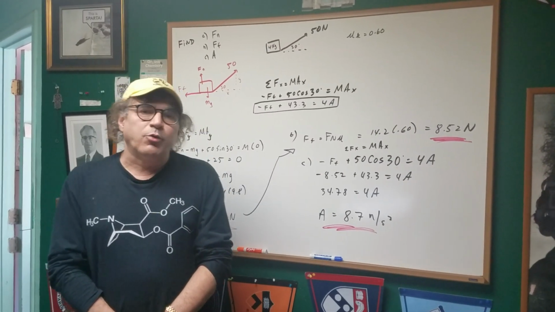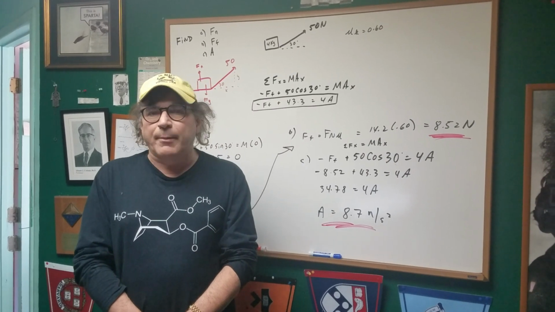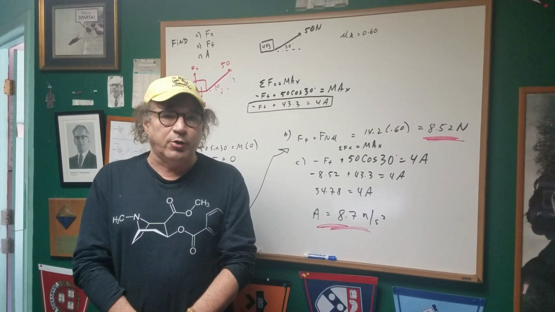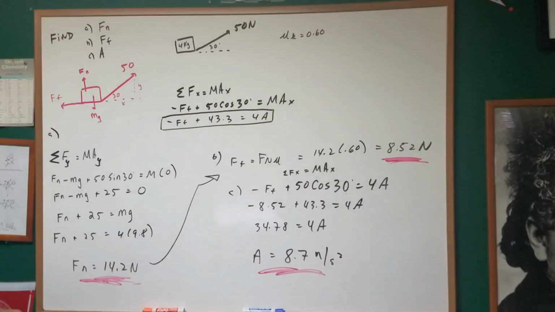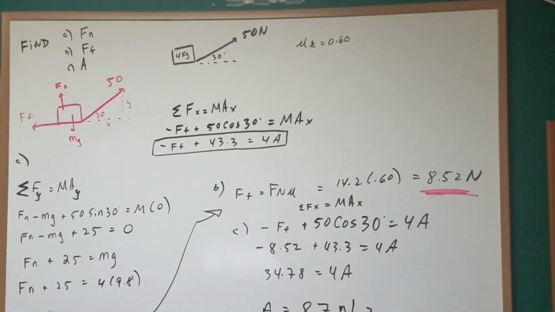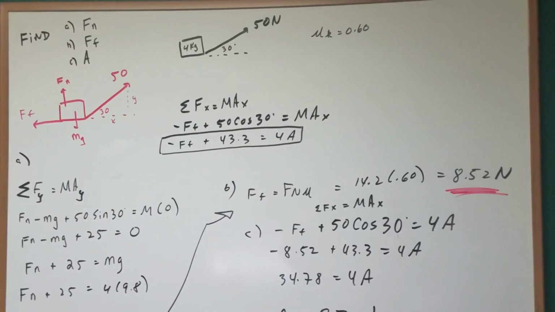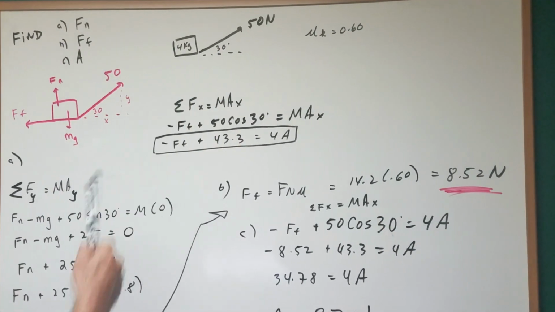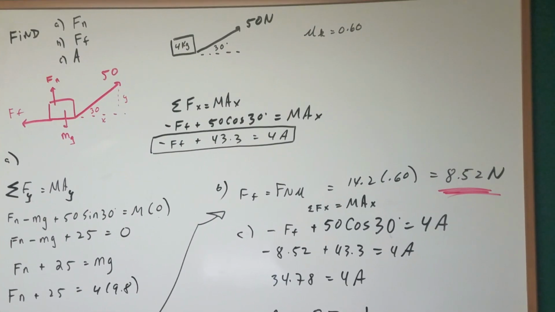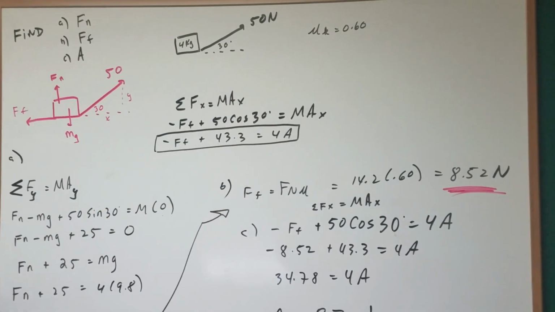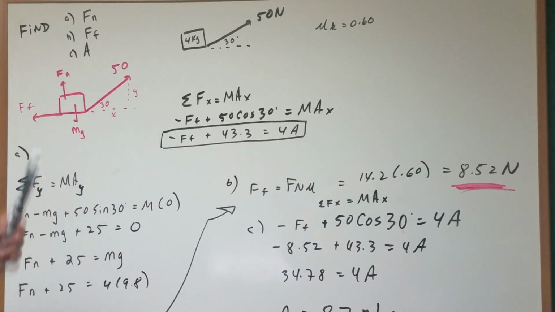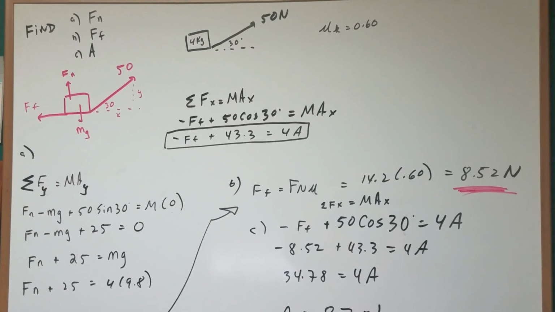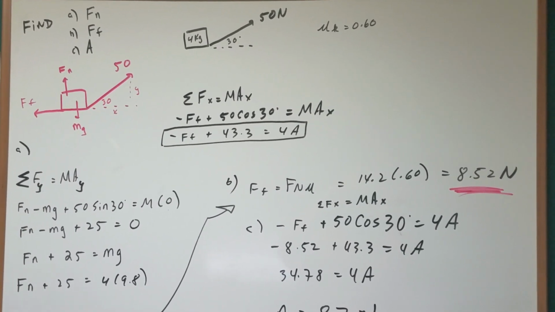Hi, I'd like to go over a question with you that's going to be a challenging problem to illustrate the second law of Newton. It's going to have 3 parts. Let's have a look. What we're going to do is we have a block of 4 kilograms. It's being pulled by a 50 Newton force at an angle of 30 degrees to the horizontal. And the coefficient of friction is 0.60. And I'm going to ask you 3 things. Find the normal force, find the force of friction, and find the acceleration of the system.